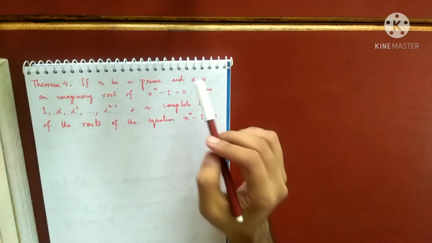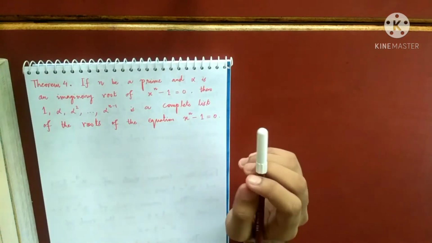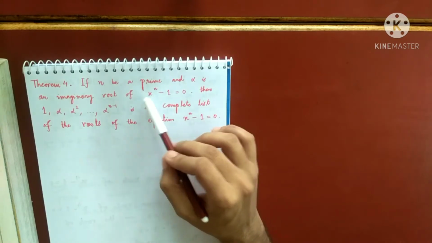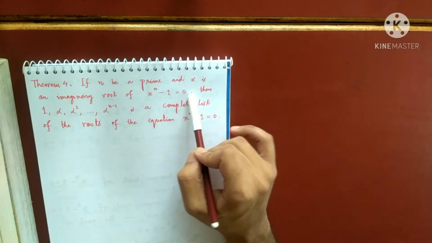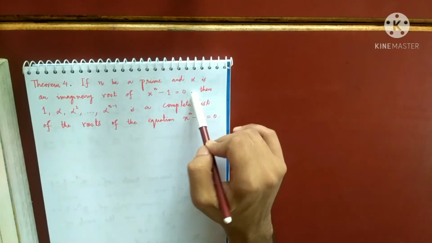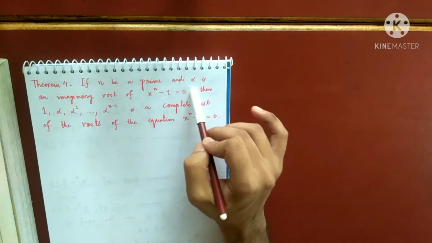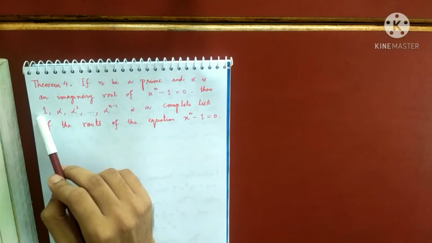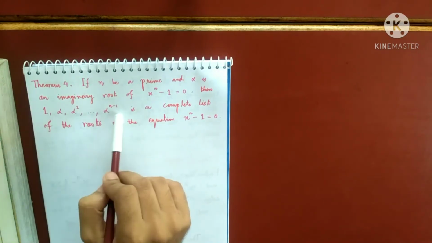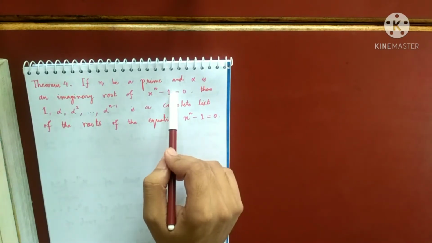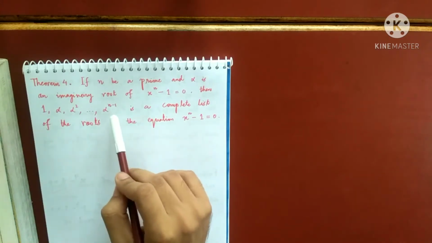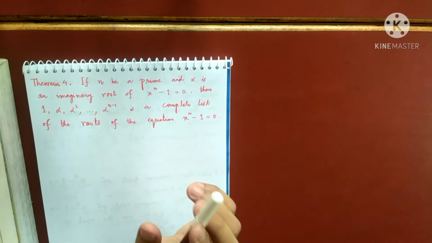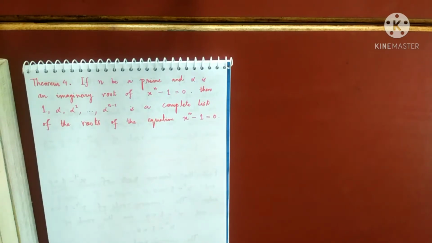Suppose that the imaginary root I am taking is alpha. You cannot take 1 because 1 is not imaginary. So you take any imaginary root, you are able to find one root of this equation which is imaginary. Then the advantage is that with the help of that imaginary root, you can find all the roots. So these are the complete list of roots of this equation. Okay, so how to prove it?